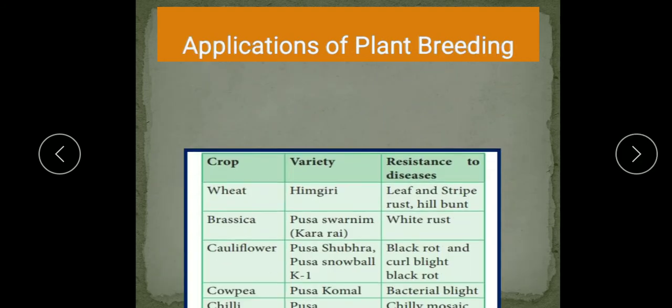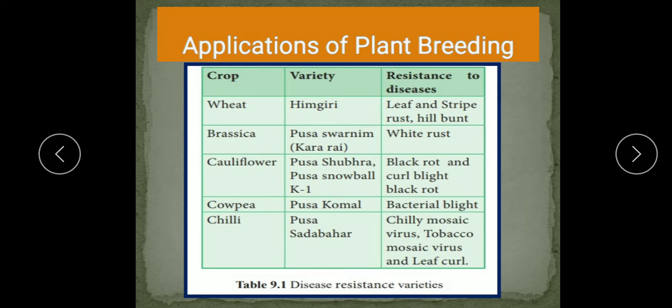So, applications of plant breeding. You know that new varieties have been developed in India by plant breeding. Crop plants are often affected by bacterial and fungal pathogens, and these infections on the one hand reduce the quality of the product, and on the other hand significantly reduce the quantity of the product also. So they affect the quality as well as the quantity of the agricultural product.